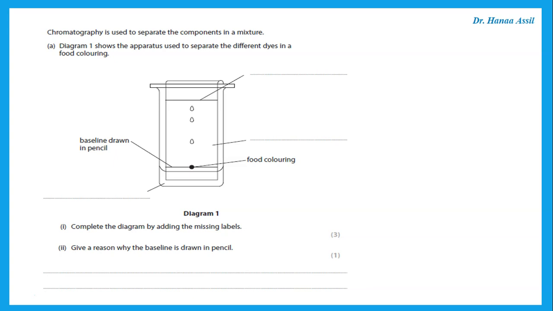Chromatography is used to separate components in a mixture. This diagram shows the apparatus used. Complete the diagram by adding the missing labels. What is that line on top? Remember that the solvent goes up until it is near to the top of the chromatography paper, so that is called the solvent front. Now that paper, of course, is called chromatography paper, and what is in the beaker at the bottom there, that is the solvent.